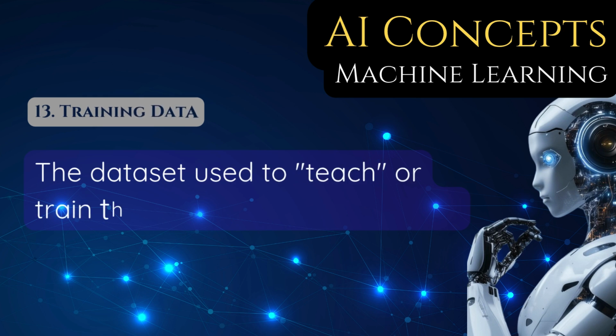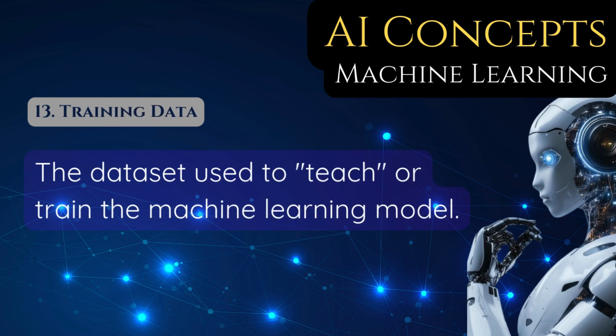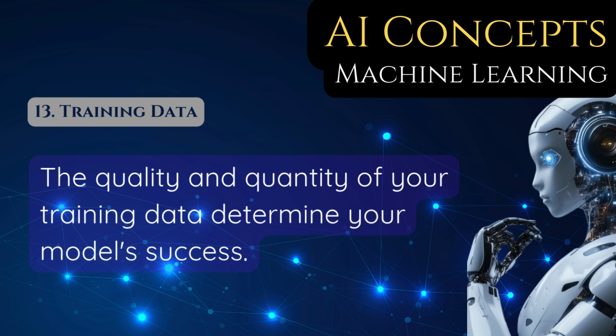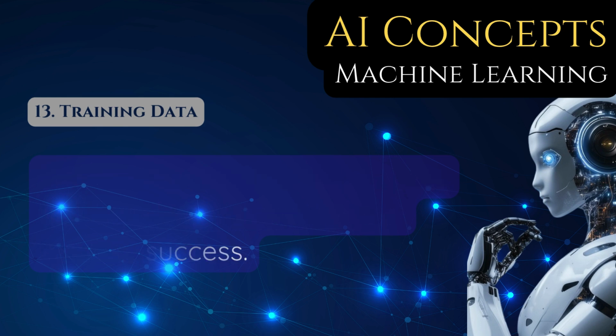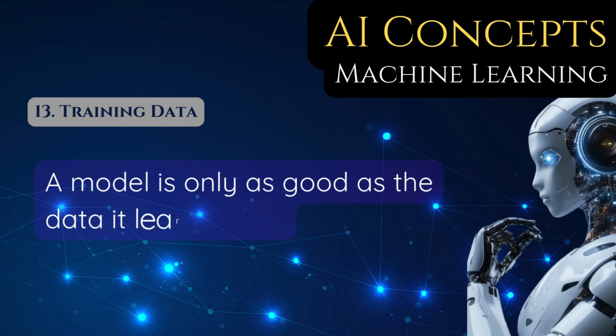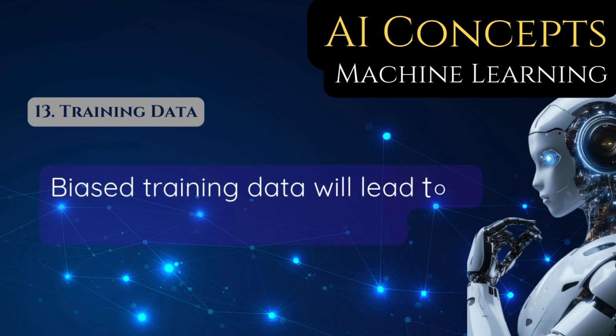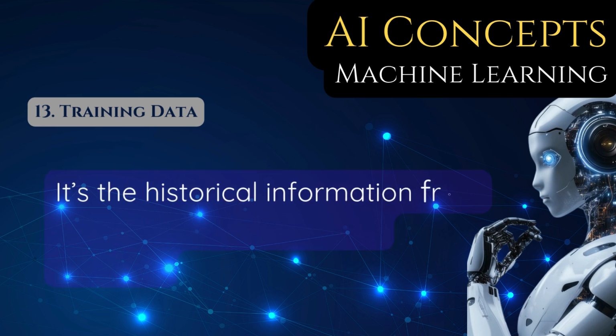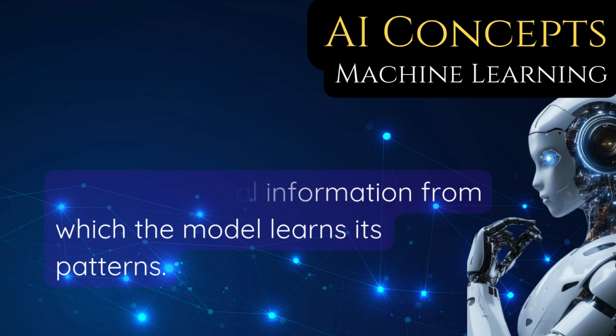13. Training data: the dataset used to teach or train the machine learning model. The quality and quantity of your training data determine your model's success. A model is only as good as the data it learns from. Biased training data will lead to a biased and unfair AI model. It's the historical information from which the model learns its patterns.